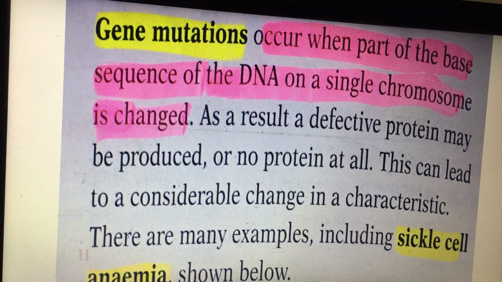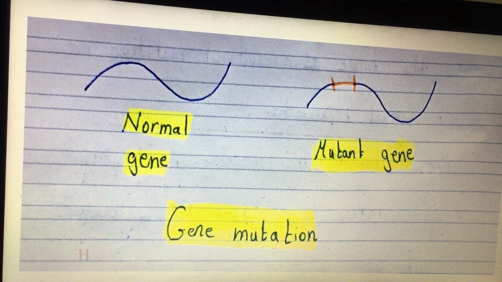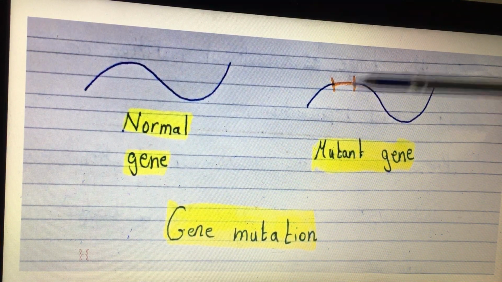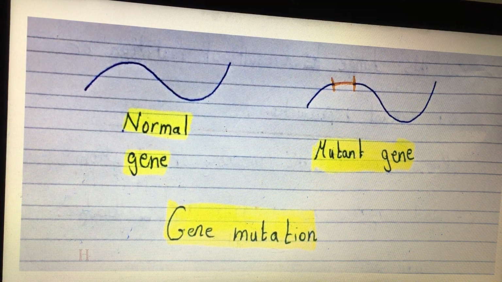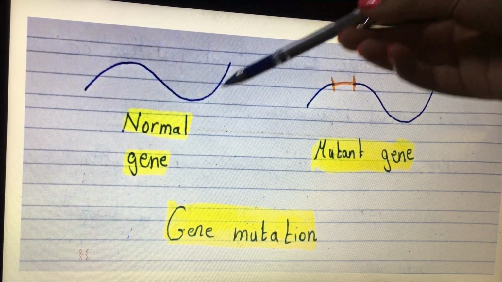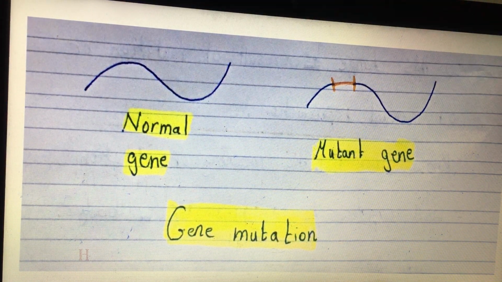Okay, so what about the gene mutation? Actually, gene mutation occurs when a part of the base sequence of the DNA on a single chromosome is changed. So here, focus on the gene mutation. We have a part of the base sequence of the DNA in this chromosome that is changed. So here we have a normal gene, and here one part has changed. So this gene is a mutant gene. Why? Because we have a changed part of the base. So this type of mutation is called gene mutation.